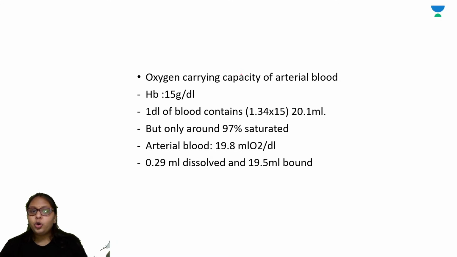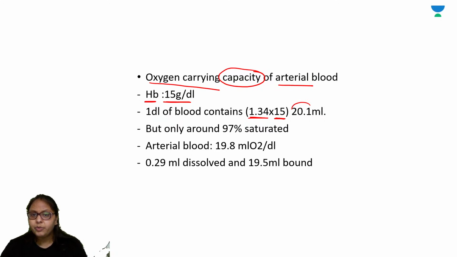Any doubts? The total oxygen carrying capacity of the arterial blood, if hemoglobin is 15 gram per deciliter, so 1 deciliter of blood contains how much? 1.34 into 15, that is around 20.1 ml. But how much is saturated? 97% of it is only saturated. So in our arterial blood it is 19.8 ml of oxygen per deciliter.